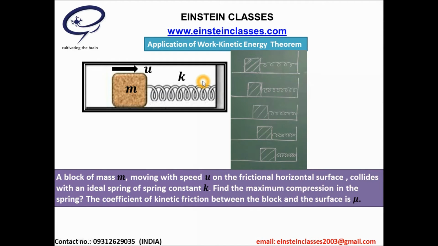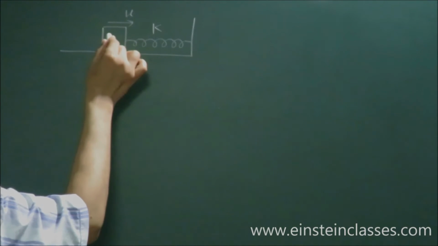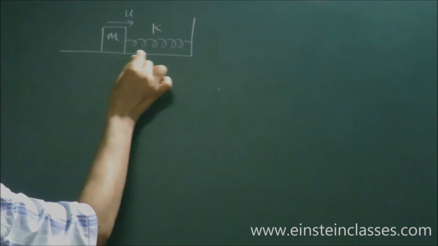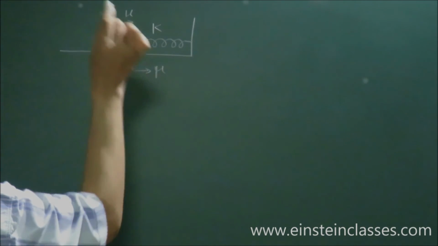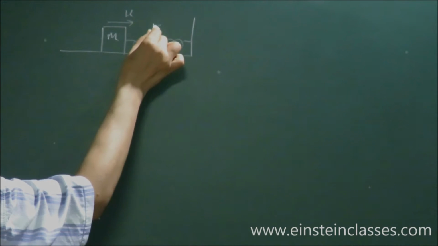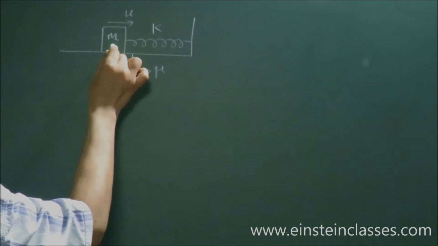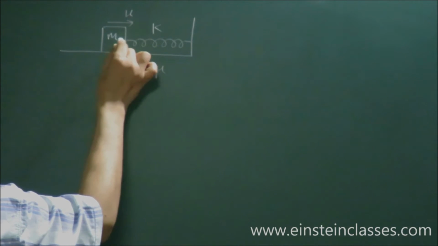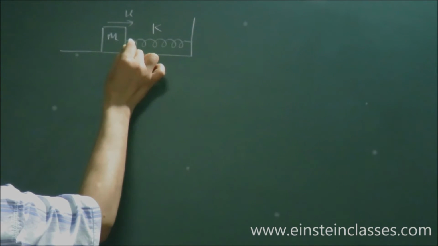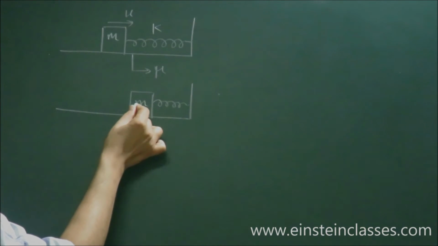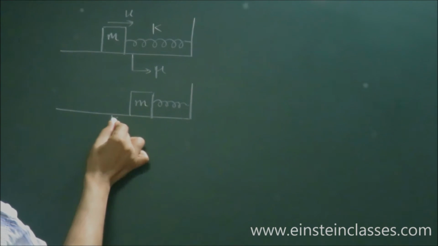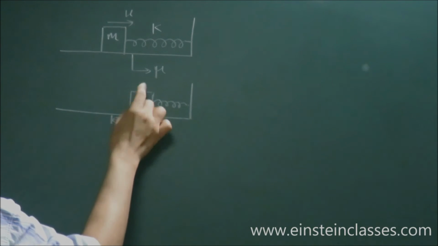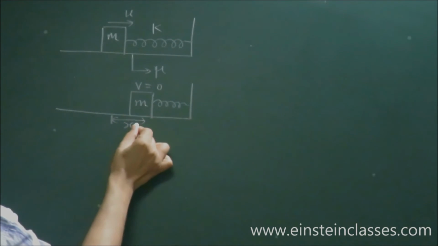This is a very important application of the work-kinetic energy theorem. This block has the mass m, and it is moving with the speed u on a frictional surface with coefficient of kinetic friction mu. The block is colliding with the spring of spring constant k with the speed u. We have to find the maximum compression in the spring produced by the block. The speed of the block will decrease, and at the moment of maximum compression the speed of the block will become 0. In this figure, the spring is compressed by an amount x, which is the maximum compression produced in the spring, and at this moment the speed of the block is 0. We have to find this x.